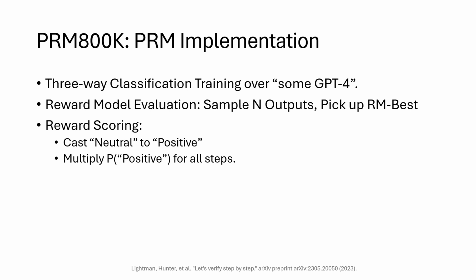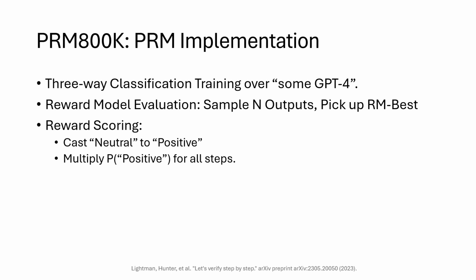And how do we evaluate this trained process reward model? They take a best-of-n paradigm. This means we use some generator model to sample n outputs from this generator, and we will pick the generation that is called the best under this process reward model.